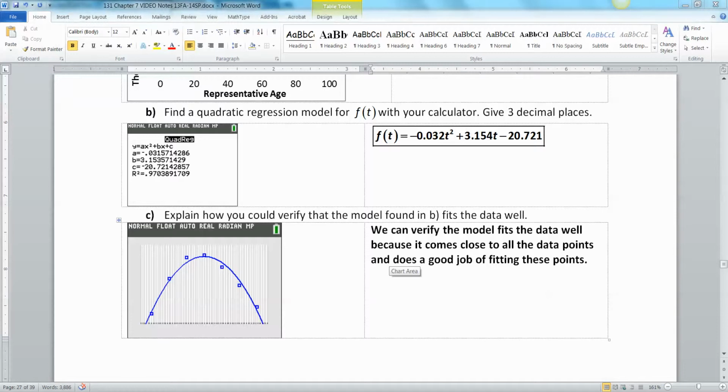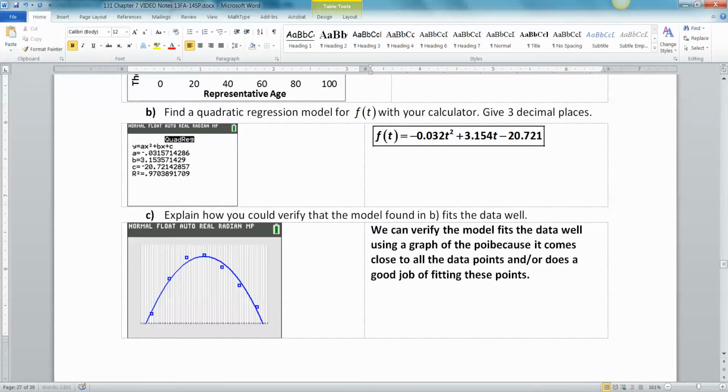I guess I should say and/or. And/or does a good job because it's the same idea, right? It's doing a good job of fitting the data points graphically. So we can verify that it fits them well using a graph of the points and the regression model. There we go. The model comes close to all the data points.